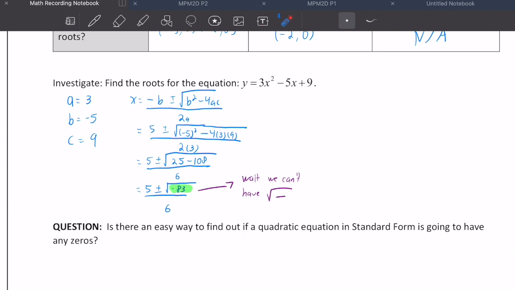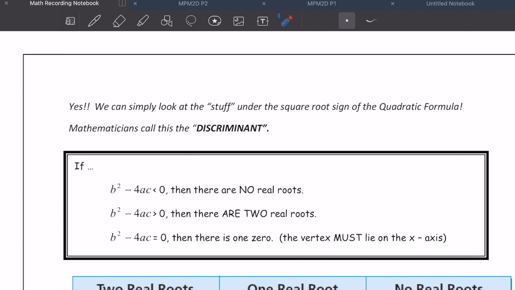So that's a lot of work to get to the point where we realize there are no zeros. There's got to be an easier way to check. Hooray, there is. We can simply look at the stuff under the square root of the quadratic formula. Mathematicians call this the discriminant.